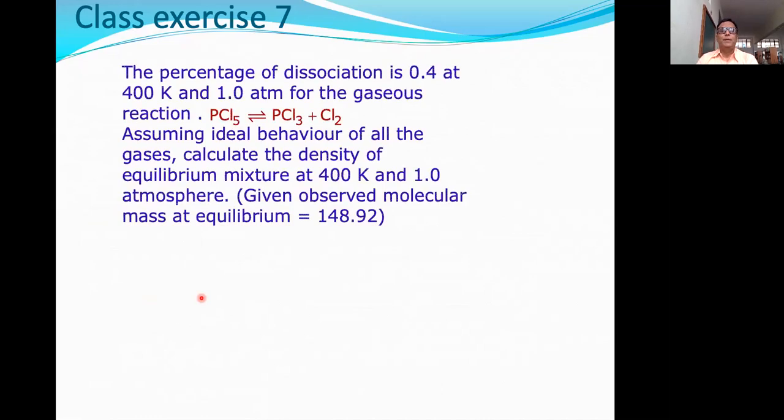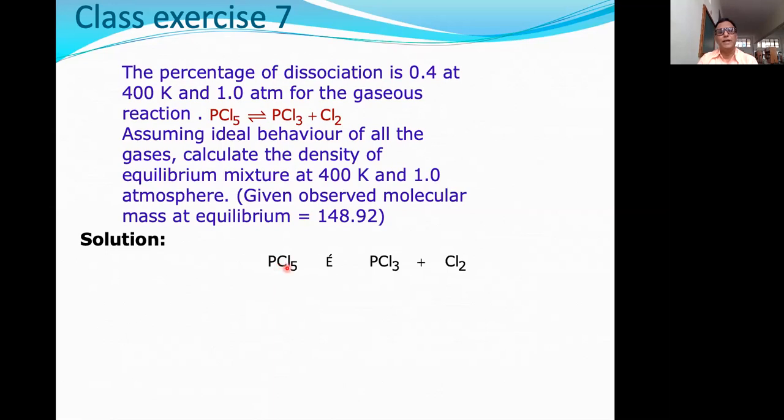Now we'll see the next example, number 7. The percentage of dissociation is 0.4 at 400 Kelvin and 1 atmosphere for the gaseous reaction PCl5 gives PCl3 plus Cl2. Assuming ideal behavior of all the gases, calculate the density of equilibrium mixture at 400 Kelvin and 1 atmosphere. Given observed molecular mass at equilibrium equal to 148.92. Now we'll see the solution for this example.